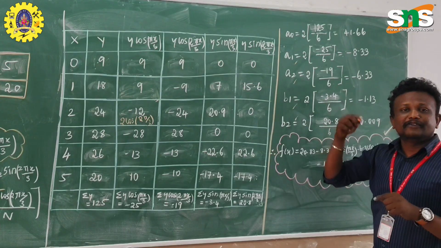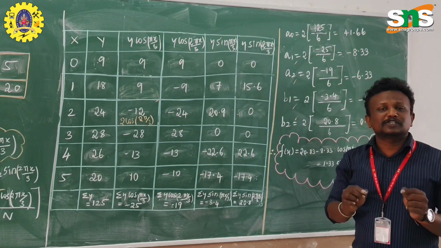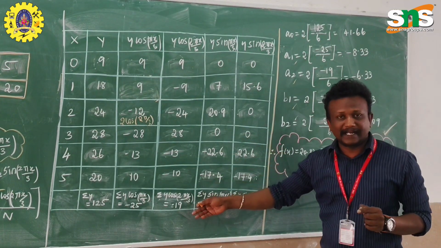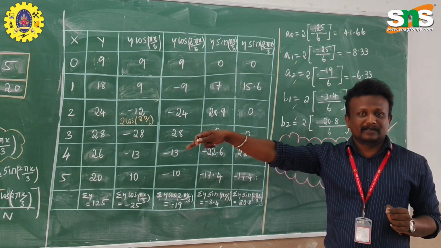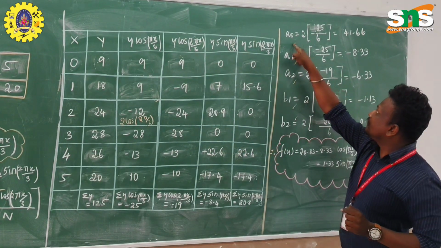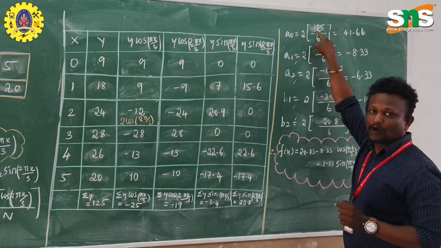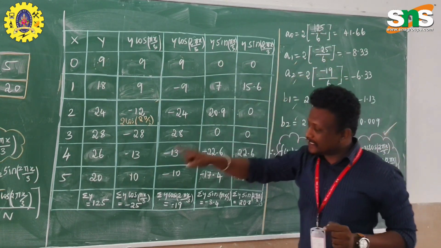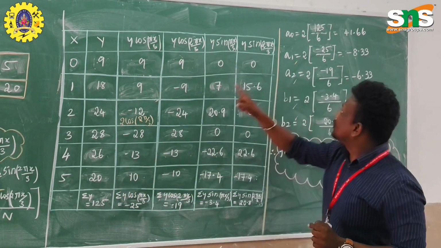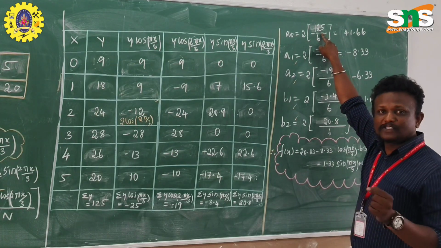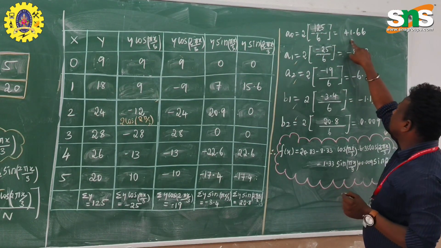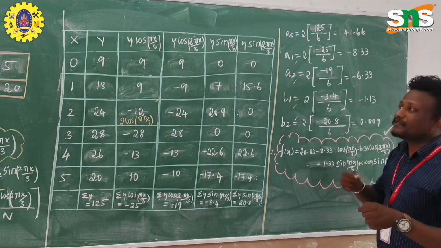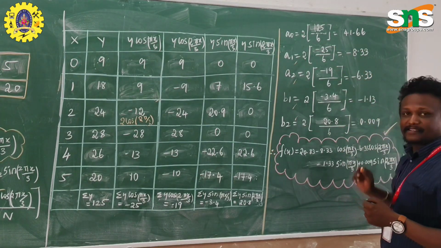In step 3, our task is to substitute the results we have found into the formulas we had in step 1. To find A naught, we have to put in the value of the summation of y, which is 125. After substituting 125, you need to simplify the expression. After simplifying, you will get 41.66. In this way, you have to find all the other values.